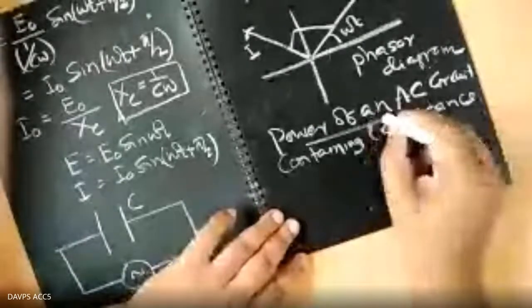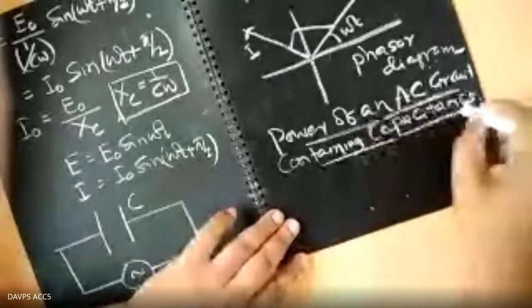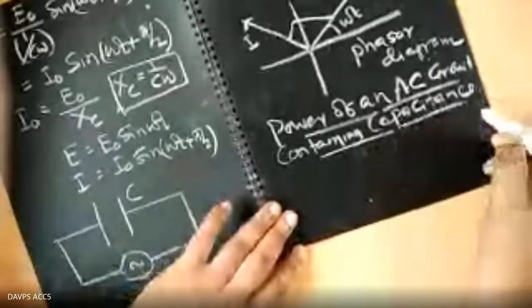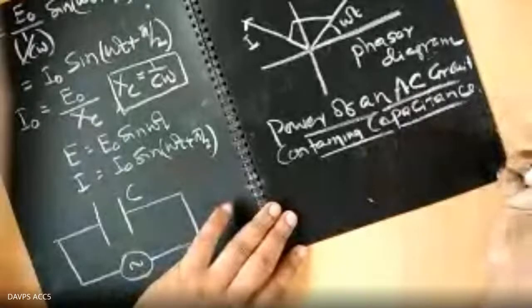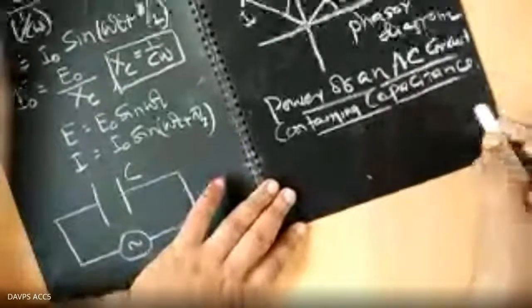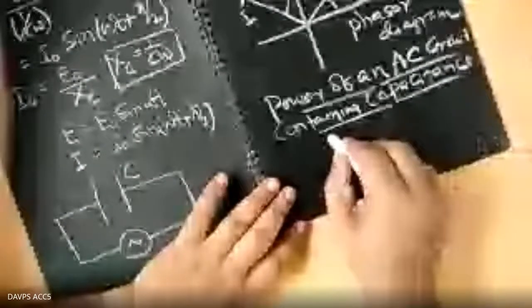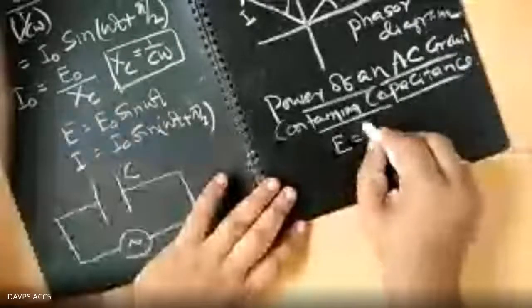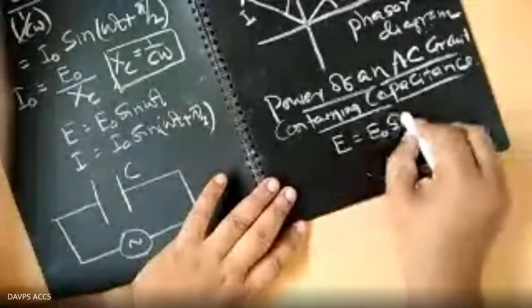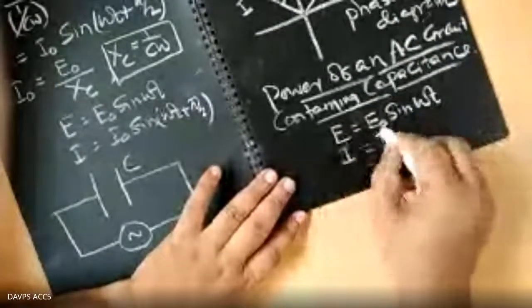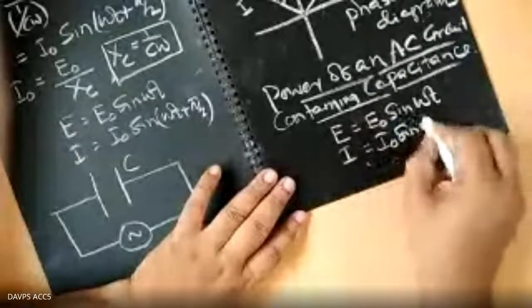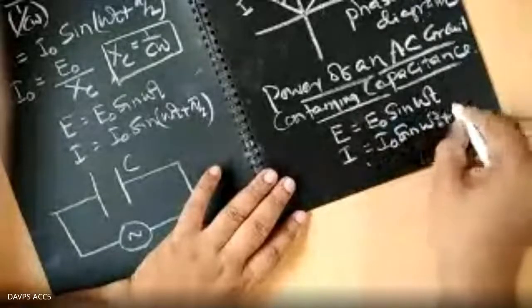Power of an AC circuit containing a capacitor. So what will be the power consumed in this case? We have to find out. Same thing, you do it. You know it, the instantaneous voltage supplied is E equal to E naught sin omega t, and we are getting current I equal to I naught sin(omega t plus pi by 2).